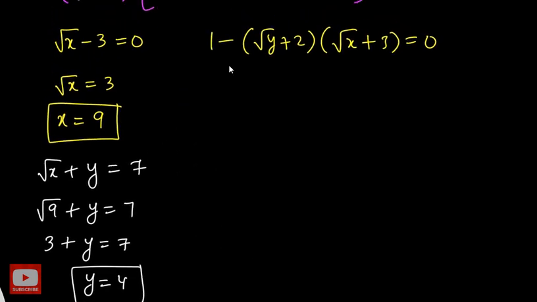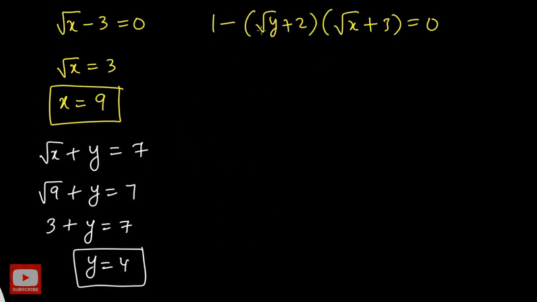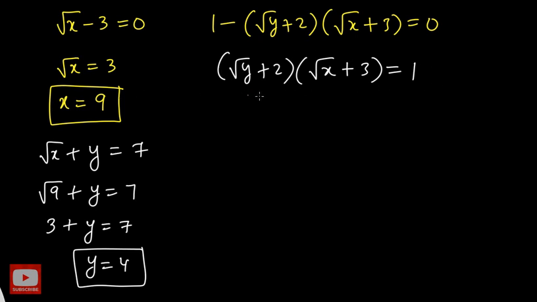What about the second condition? Can we get some x and y values from this? Okay, so let me rewrite. Let me take this second term to the right side, so that we have root y plus 2 times root x plus 3 equal to 1. Now the product of two terms is equal to 1. Is it possible to have such a condition?